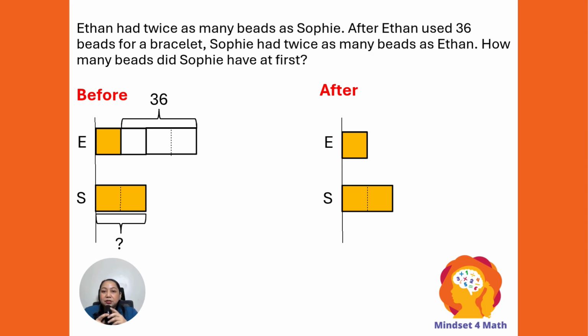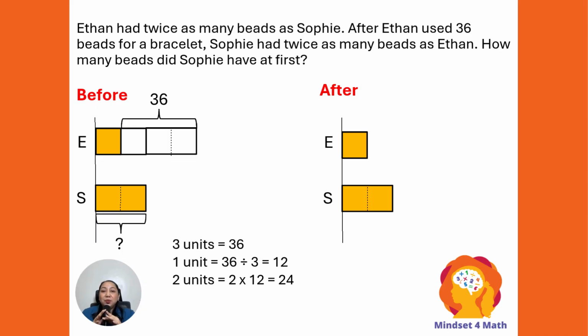Let us mark the 2 units of Sophie in the before model with a question mark. Now we are ready to compute. Since 3 units are equal to 36, we can get what 1 unit is equal to. What are we doing here? Why do we need to get what 1 unit is equal to? Because there's no way for us to get the 2 units, which is what is being asked in the problem, if we do not know what 1 unit is.